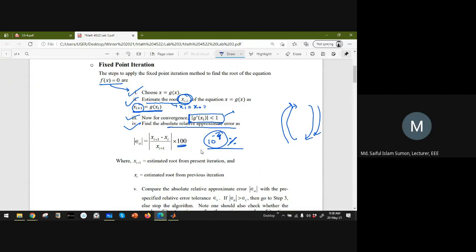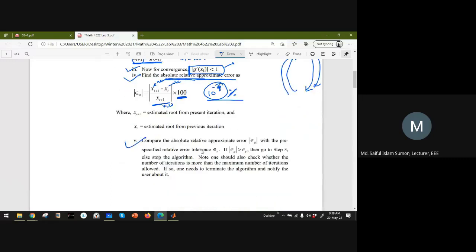When they have specifically mentioned the error amount, I need to check the error every time, as they have told absolute relative approximate error. That's why this equation will be used. You can see this is x new, this is x old, this is x new. From your first lab you are supposed to know all those things. So after this, I will simply check.